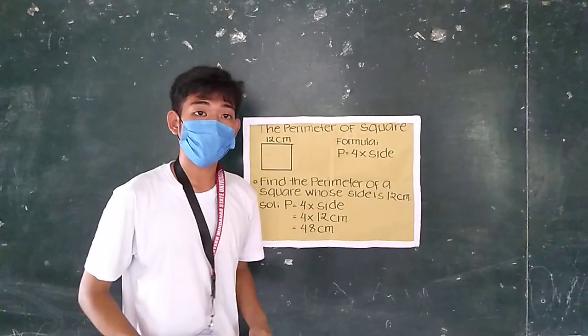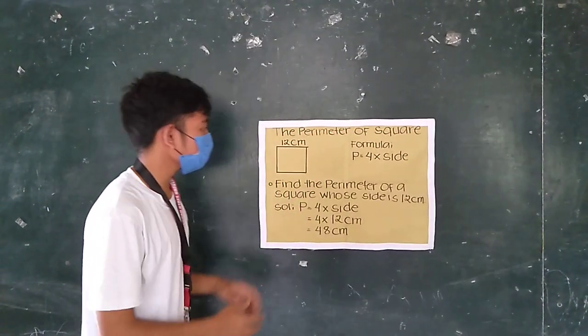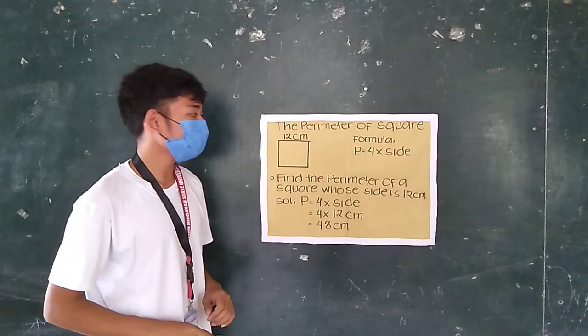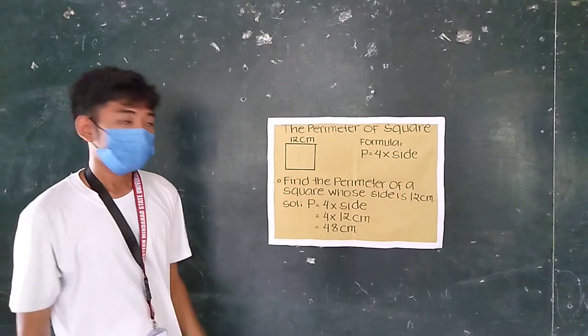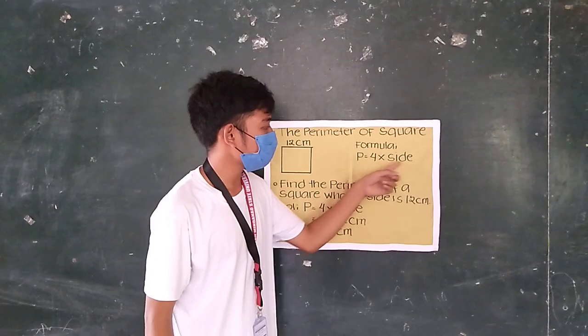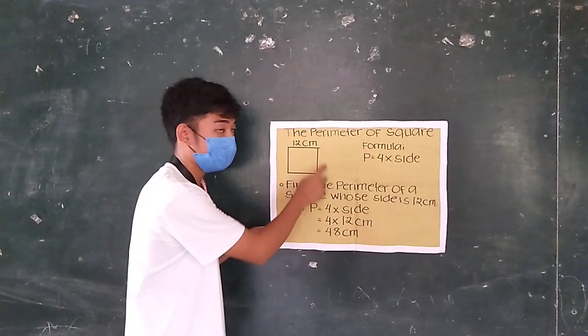Now let us go to finding the perimeter of a square. The square is a shape which has 4 equal sides and 4 right angles like this. Say for example, this square is a toy box. Its formula is P, or perimeter, is equal to 4 times side. To make it easier, we just have to multiply 4 by its side.